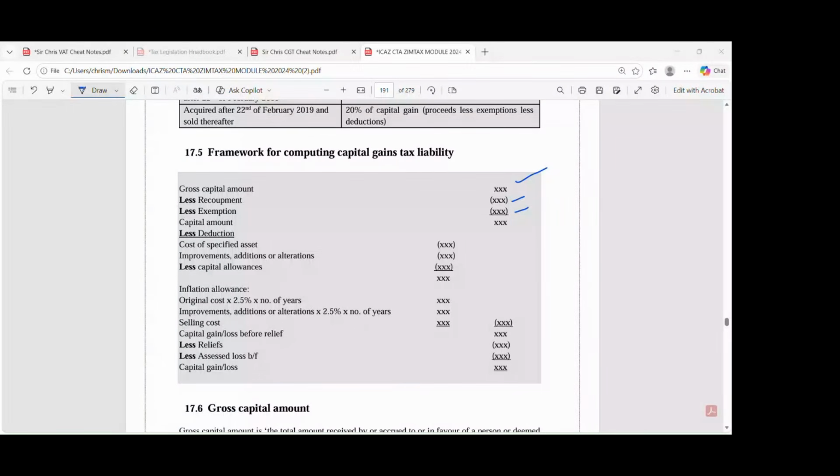Then there is your deductions. When it comes to your deductions, that's your section 11 of the CGT. If you go to your section 11 of CGT, what should be allowable as a deduction? So number one, it's your cost. Then plus there is the issue of inflation allowances. If there were any improvements, additions or alterations, then we deduct the cost.